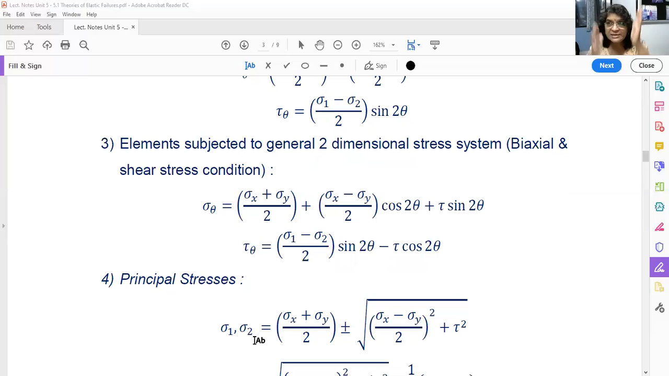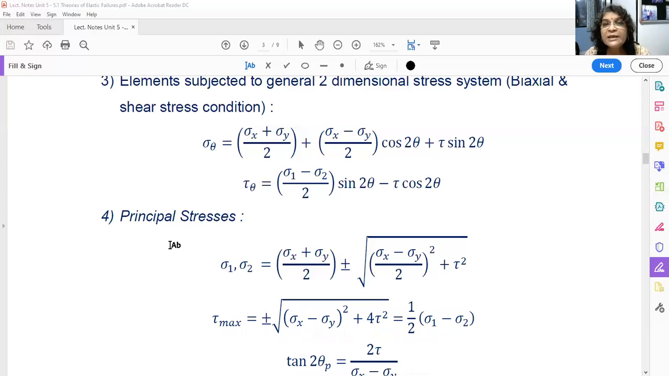Tau is the shear stress acting along this plane and this plane, okay? And sigma, sorry, here it should be sigma x and sigma y. This is sigma x, this is sigma y, okay?